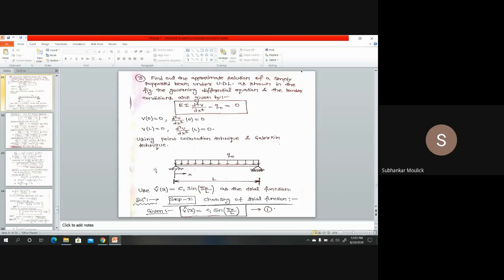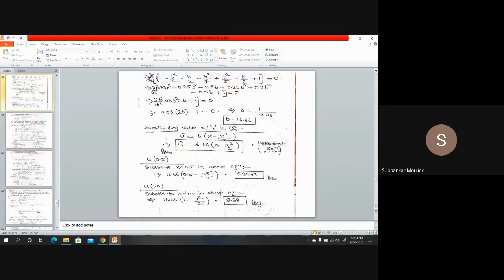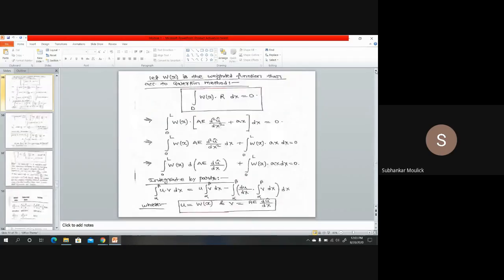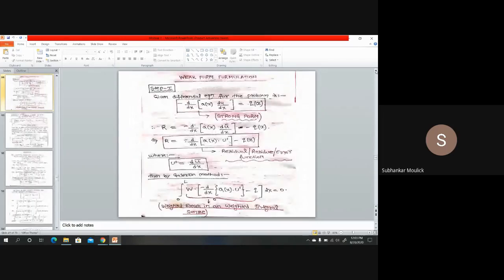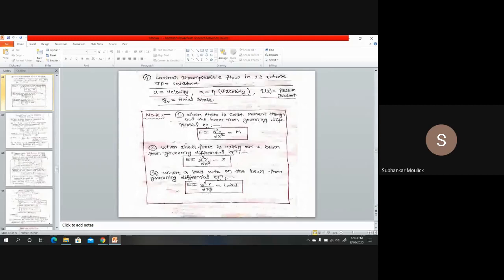In that case, how will you solve? If you remember, some two or three lectures back, I gave you one table, this table. When a moment is acting in any kind of beam, then the governing differential equation is EI d2y over dx square is equal to the moment for the entire cross section.